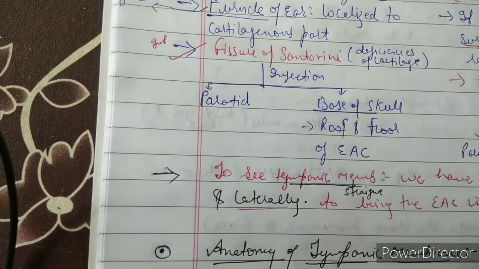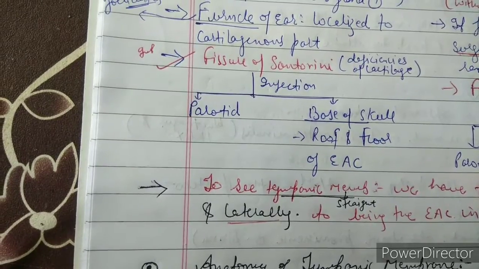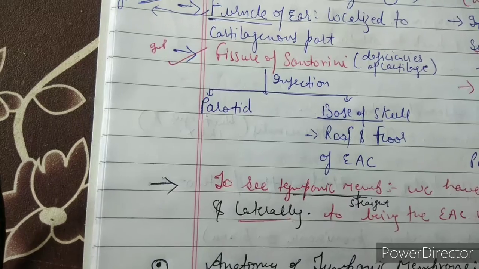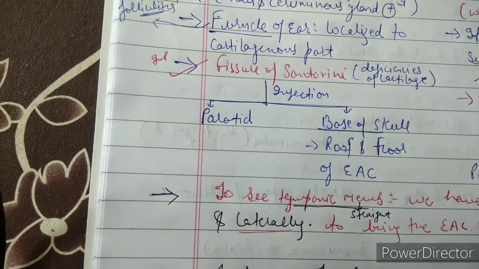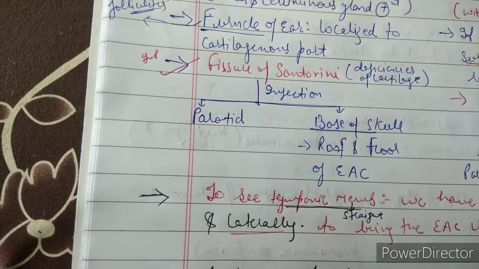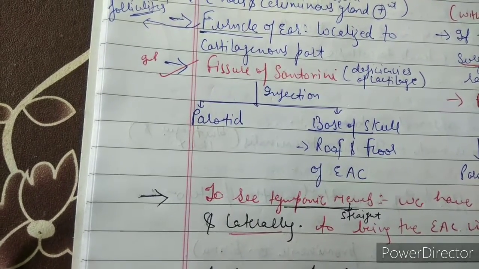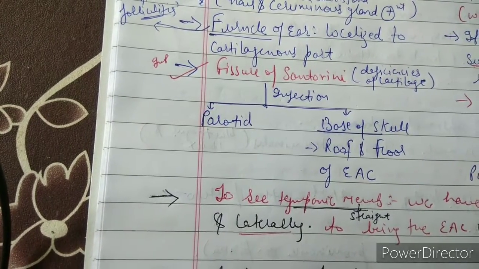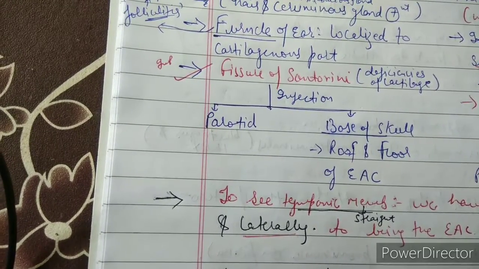Now we have seen the two deficiencies in the cartilaginous part, known as fissures of Santorini. So guys, what is the significance of these deficiencies? As we have seen, anteriorly we have the parotid, so infection can go from the external auditory canal to the parotid, and from the parotid to the external auditory canal, and the same with the base of skull, that is the roof and floor of the external auditory canal.